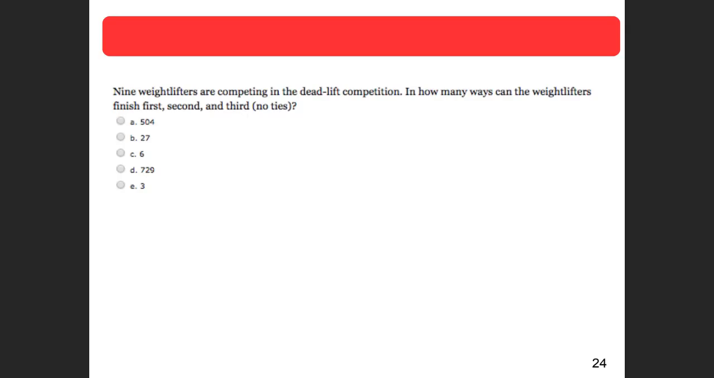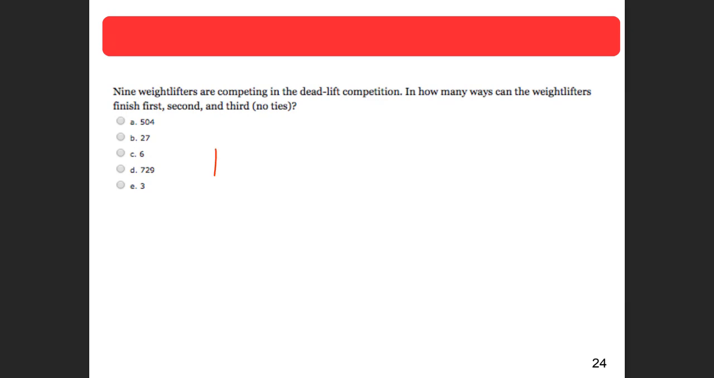Okay. All right. So here's an example. It says 9 weightlifters are competing in a deadlift competition. In how many ways can the weightlifters finish first, second, and third? Okay. So that means I have 9. Is this a combination problem? Why? Because order is important in this one. So 9 weightlifters in a deadlift. How many ways can the weightlifters finish first, second, and third? No ties. This is a permutation because order does matter.